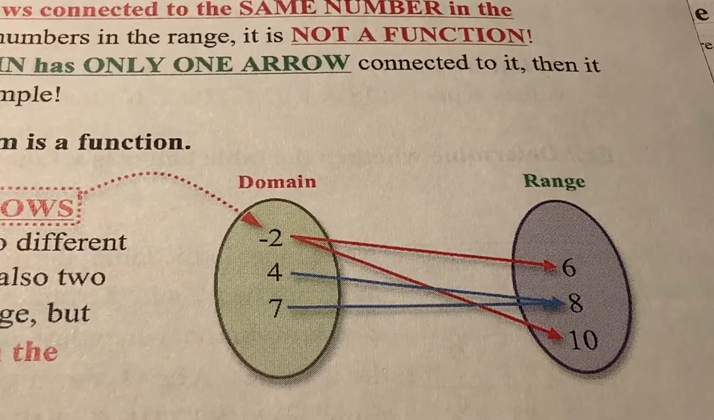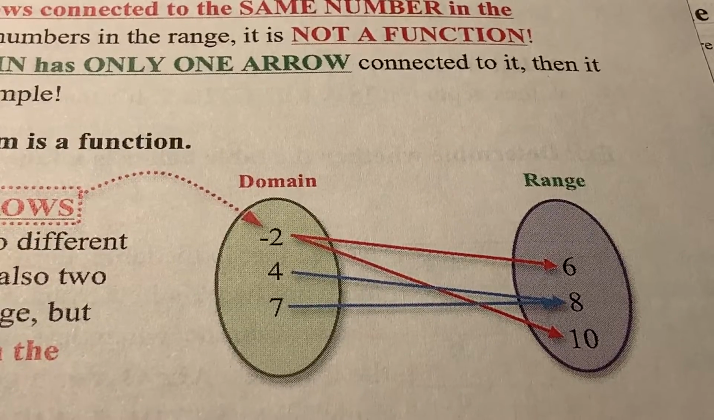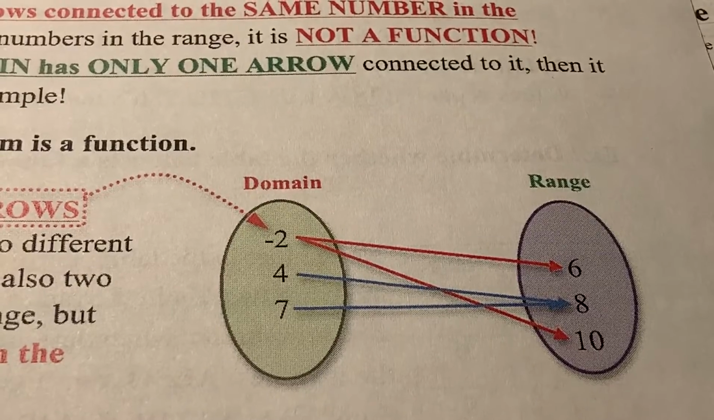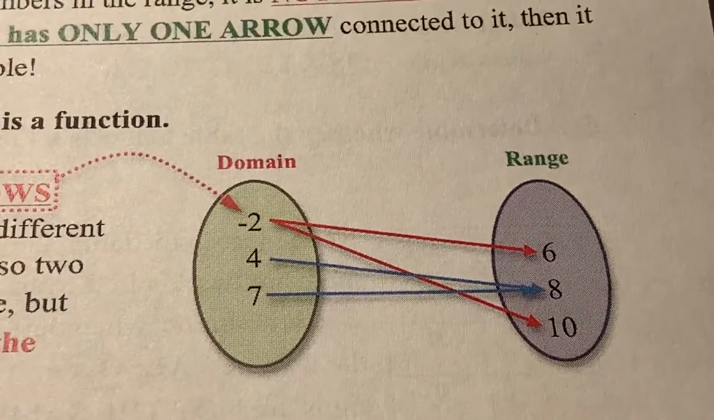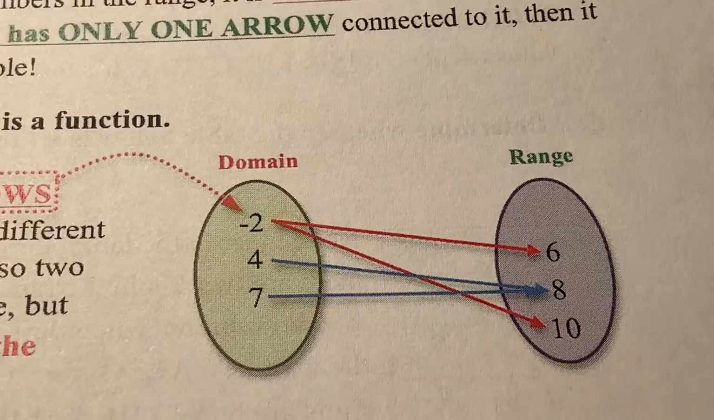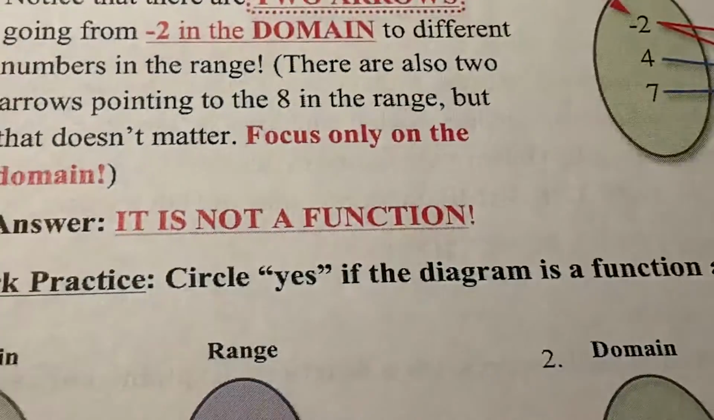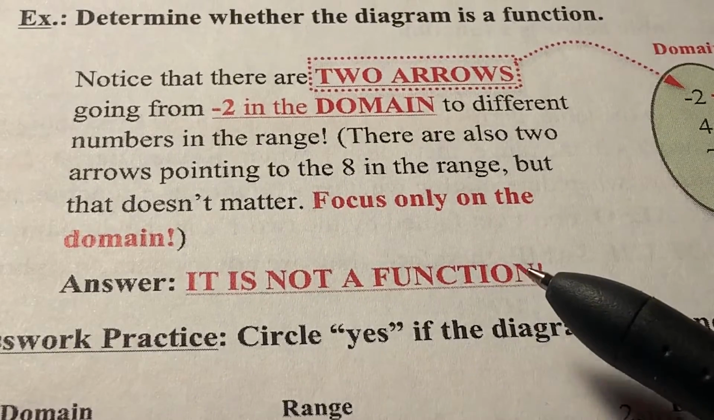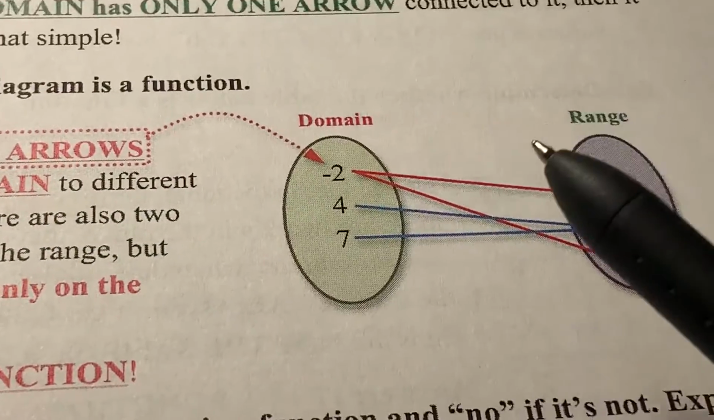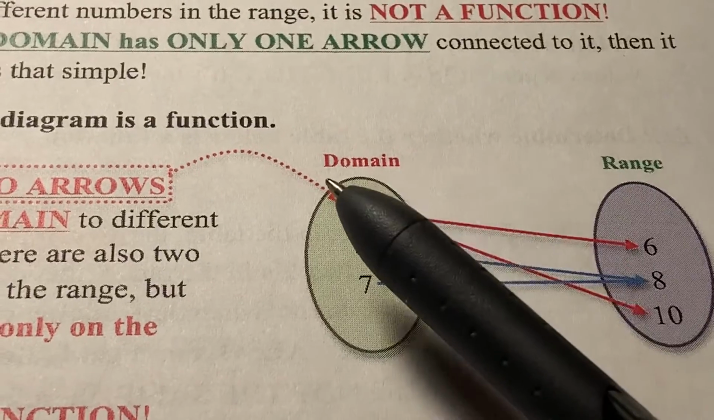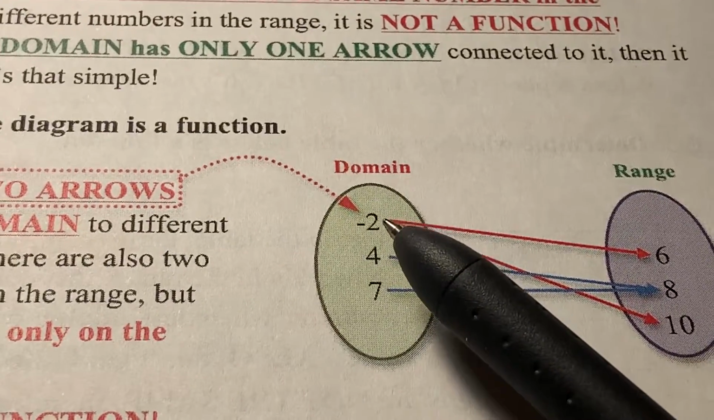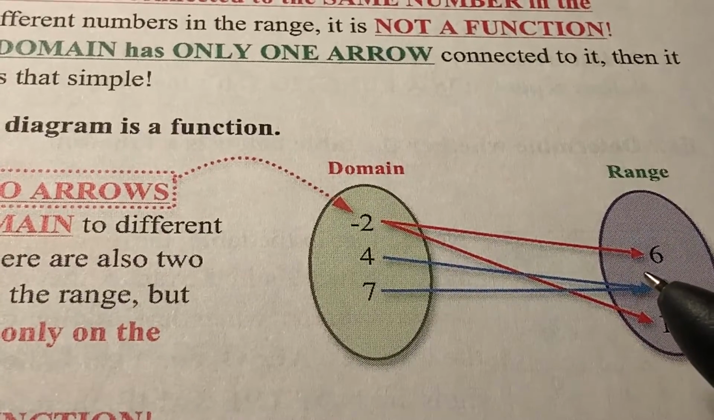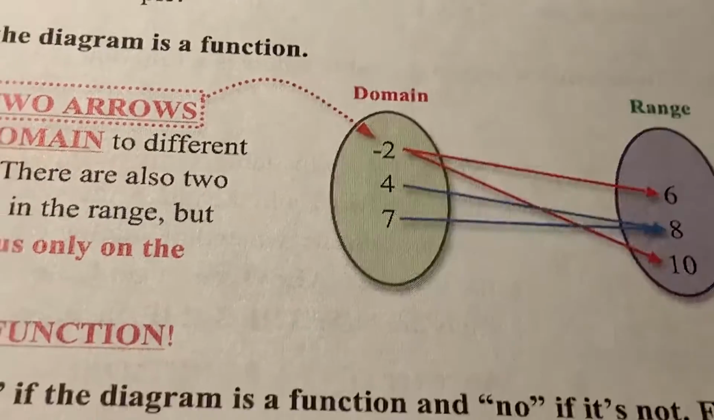Don't get the answer right for the wrong reason, because the next time you may not be lucky in your guessing of the answer. All right? Remember, in math, we want to know. We don't want to guess. Okay. So answer, it is not a function. And again, the reason why is because you have 2 arrows leaving the same number in the domain going to 2 different values in the range. That's the reason. Okay? All right.